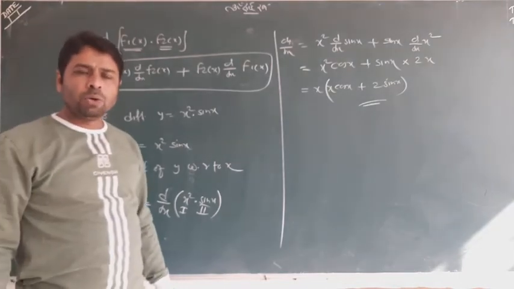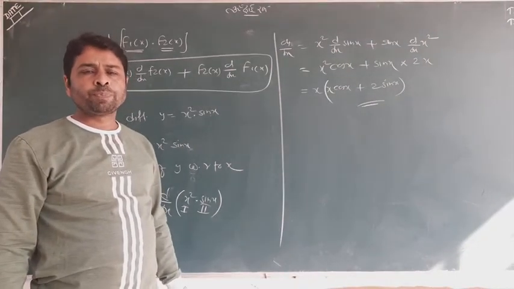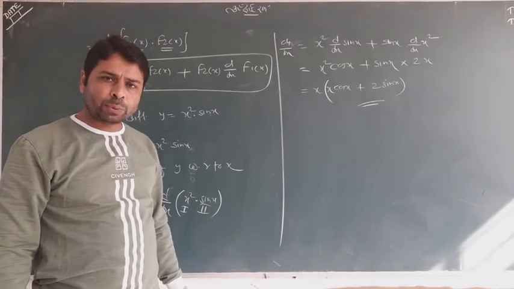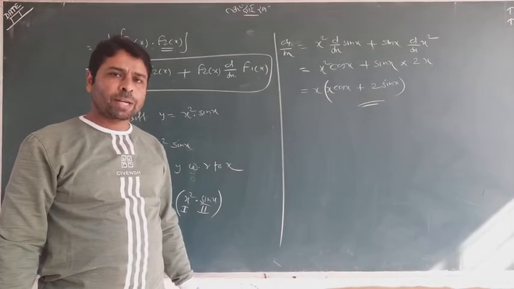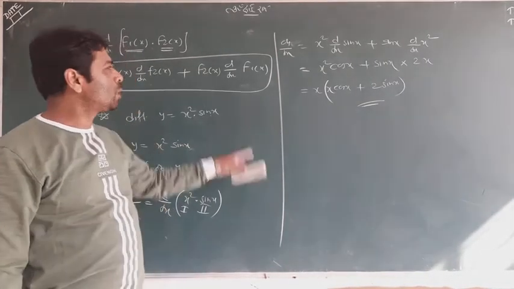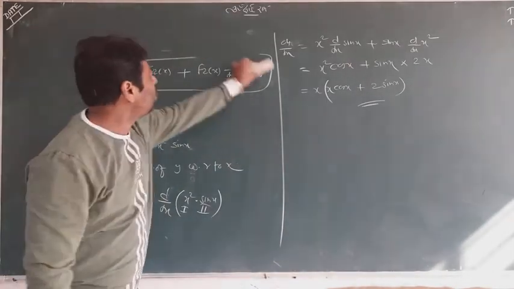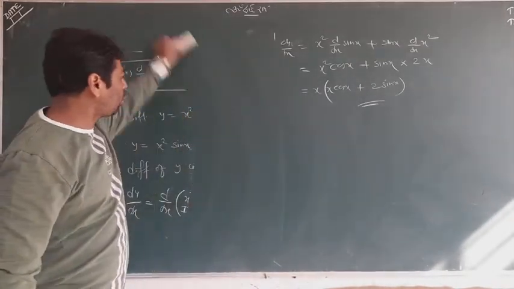Remember now that when two functions are coming together, and when three functions are there, I will tell you at that time. You don't worry about that. But if two functions are coming in multiplication, use this formula, please. So this is the formula for multiplication.